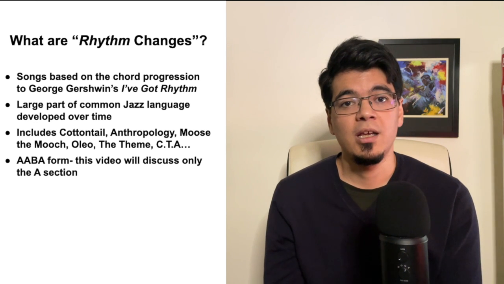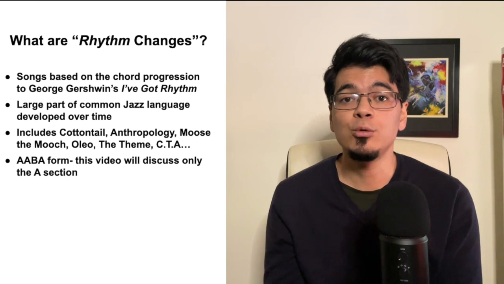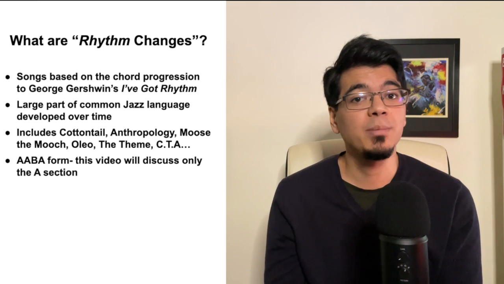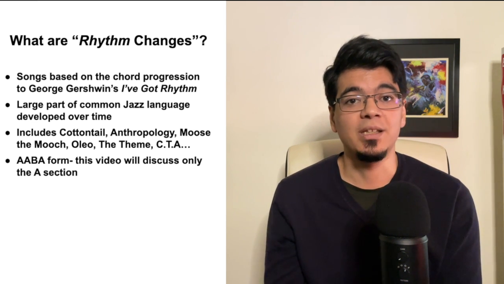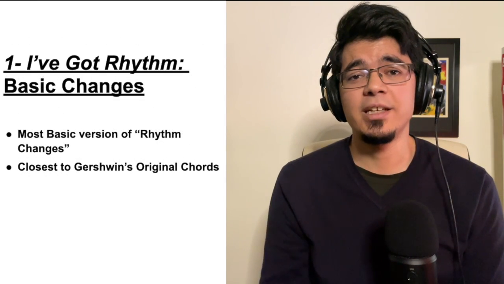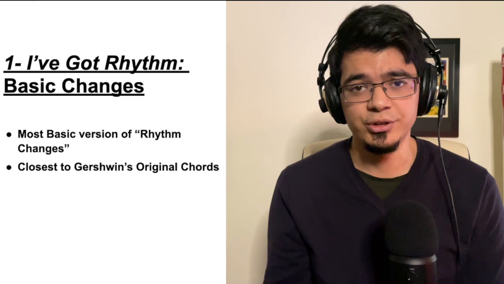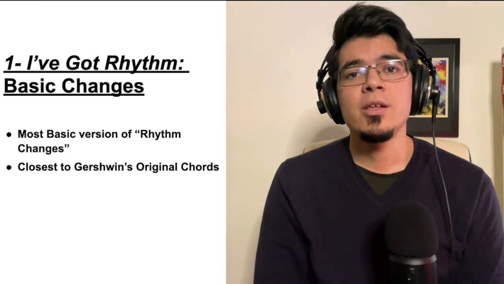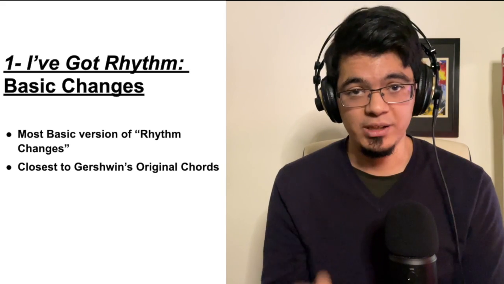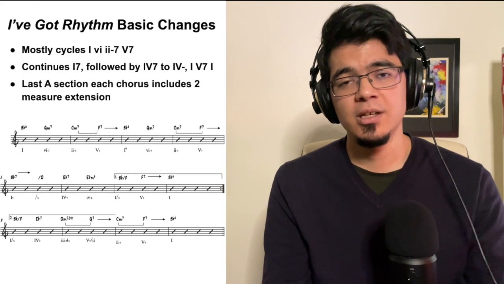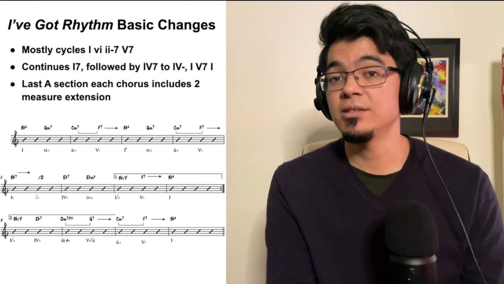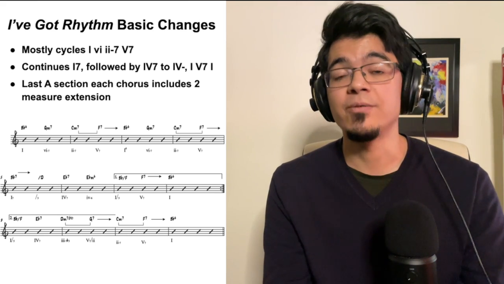language. Rhythm changes is a 32-measure AABA form, but in this video, we'll only be discussing the A section, and I'll be leaving the B section for another video. So to begin with, I'd like to discuss what I consider to be the most basic version of the rhythm changes form. This is what you'll most likely be playing if you're playing the actual song, I've Got Rhythm. What you'll notice is the most prominent element of this form is a repeating 1, 6, 2, 5 chord progression.